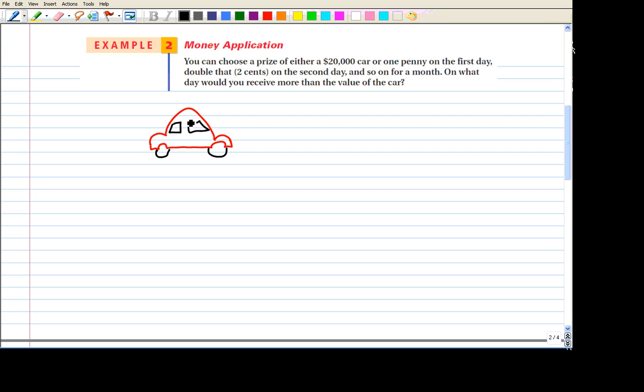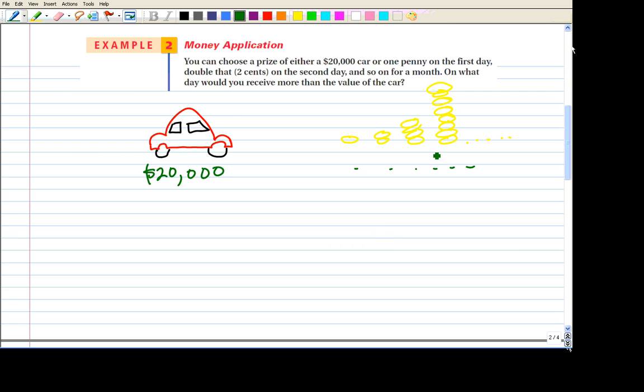Okay, sorry if I wasted your time drawing a car there. So you have either a car, or you'll get a penny on the first day, or you can have 2 on the second day, or you could have, let's see, 4, and then the next day you'd have 8, and so on. So you're trying to figure out which one is more of a reward, the $20,000 car or this weird situation getting a whole bunch of pennies.